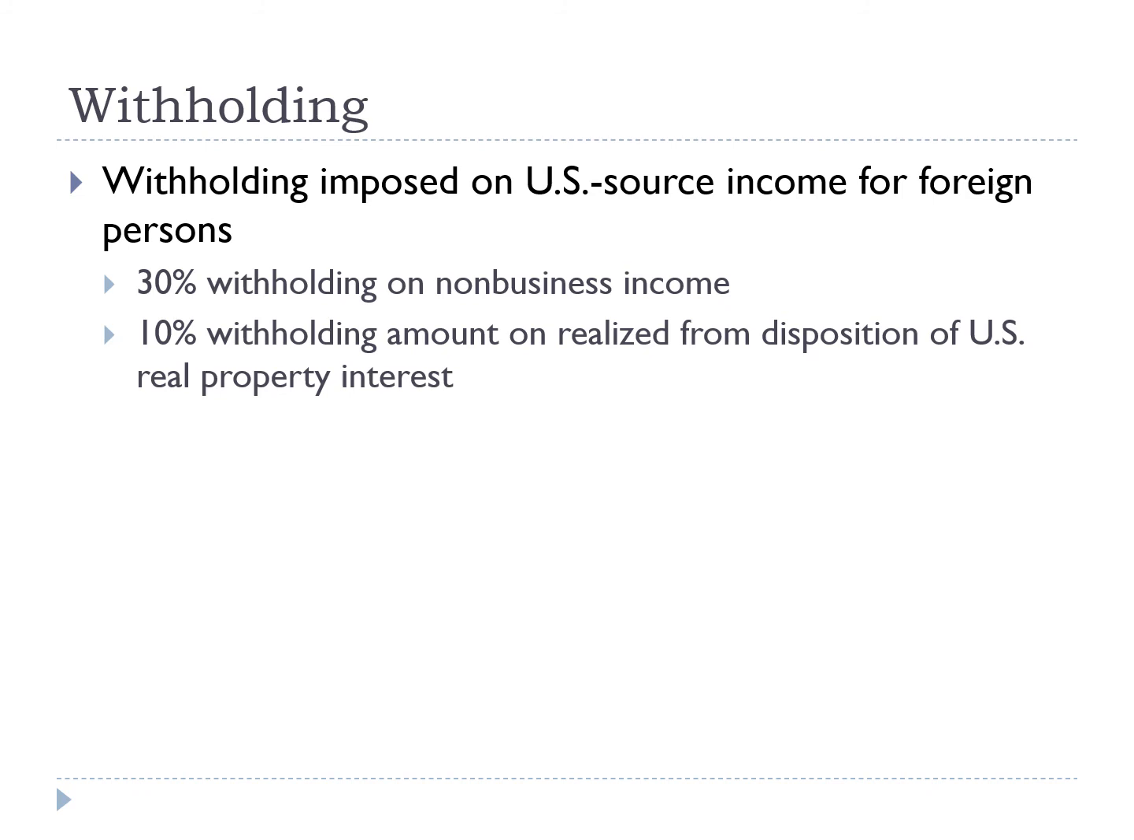Income tax withholding is required for a disposition of a U.S. real property interest by a foreign person, which includes a direct ownership interest in real property located in the United States, or an interest in a corporation that holds such real property. Withholding is ordinarily at 10% of the amount realized by the transferor.